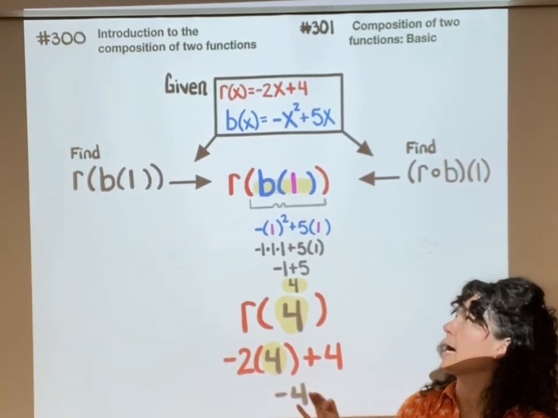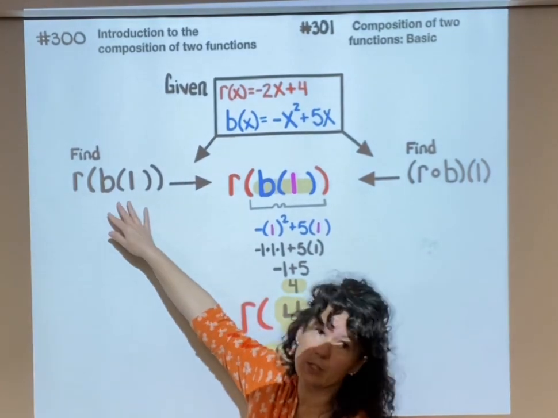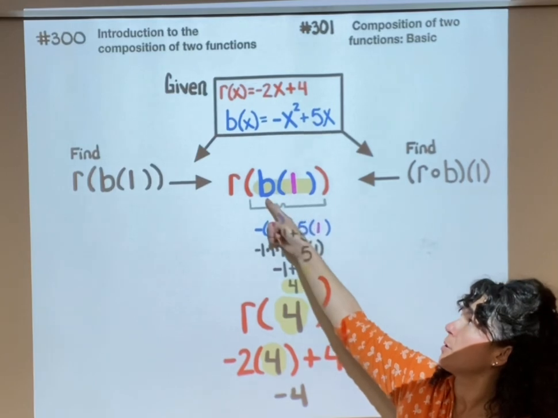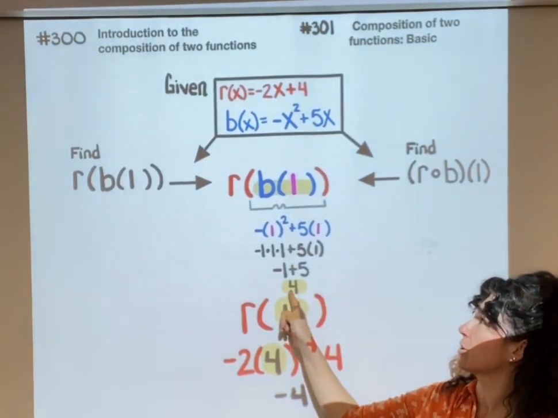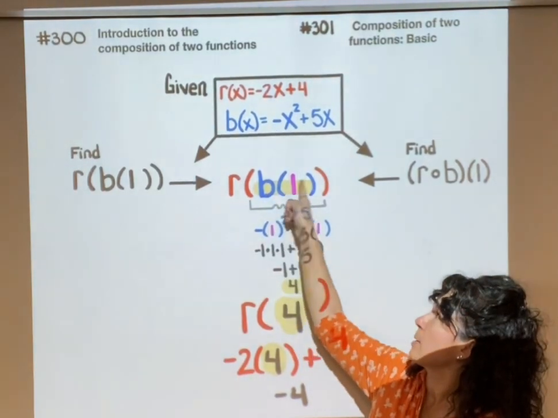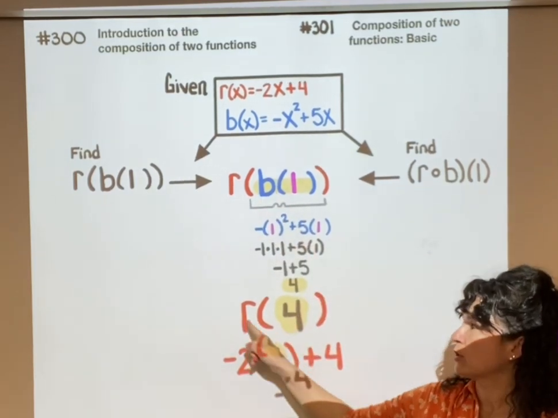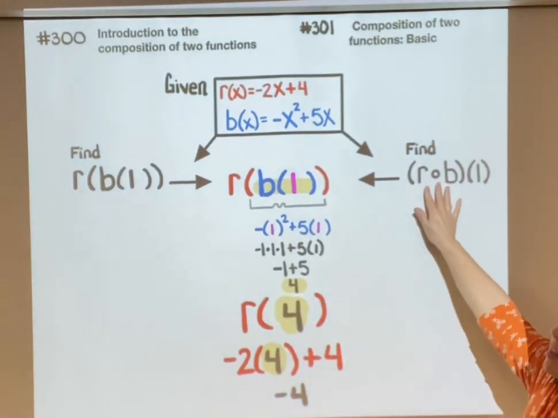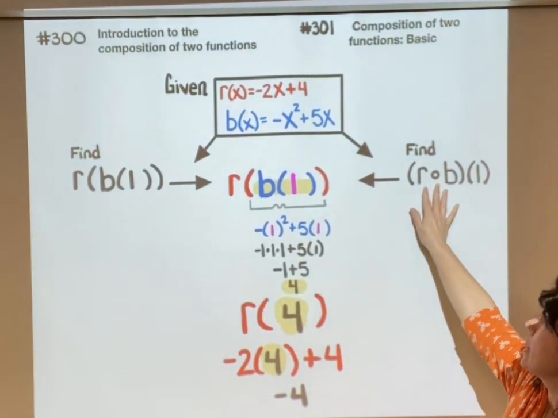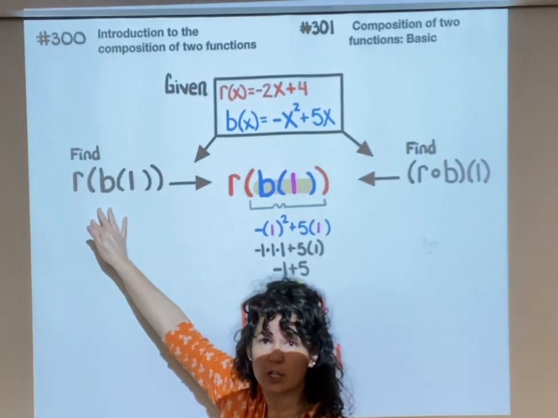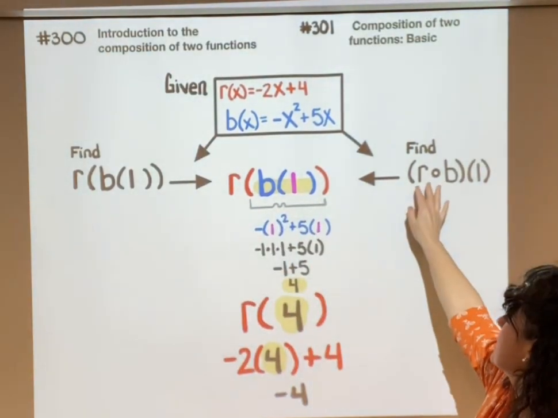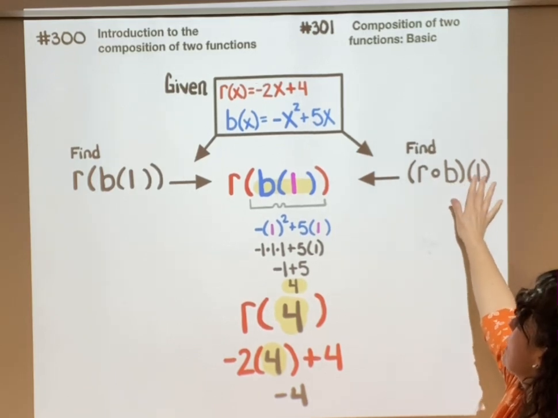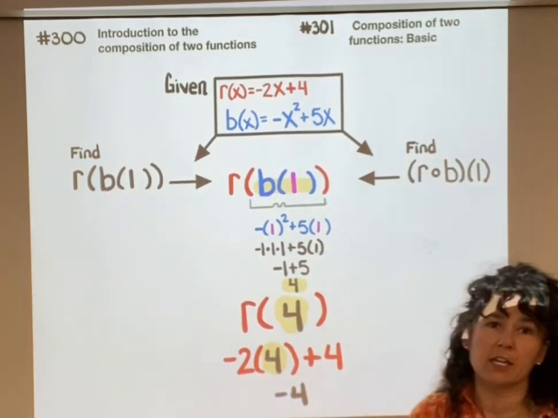So a quick recap is if you already have this notation, you're going to do what's inside parentheses first. So go to the B function, plug in 1, get an answer. Then the answer you get is replacing this. So now I go to this function and plug in 4 to get to my answer. But if you're given this notation, I would rewrite it using this notation because it really emphasizes that R composition B of 1 means to find the answer to B of 1, get an answer, then plug it into the R function.